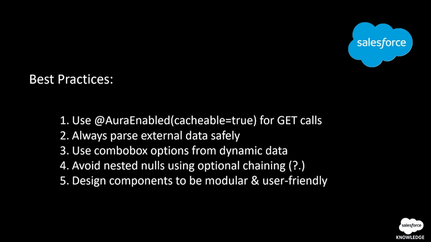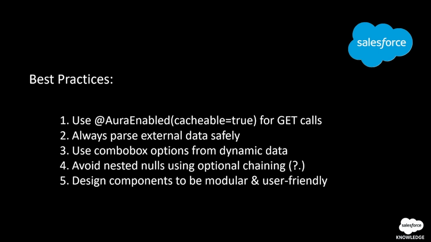And also second point is always parse the external data safely. Use combo box option, as I shown you that we are using the combo box for the dynamic drop down, correct? And also avoid nested nulls using optional chaining. So let me show you what it is meaning.